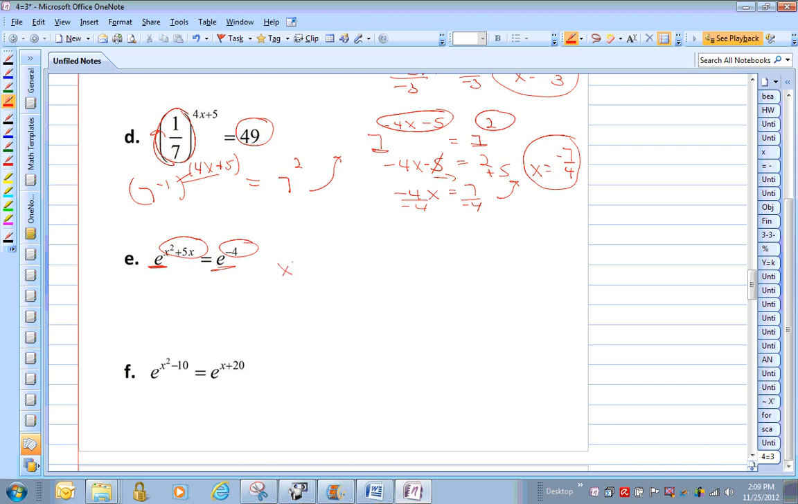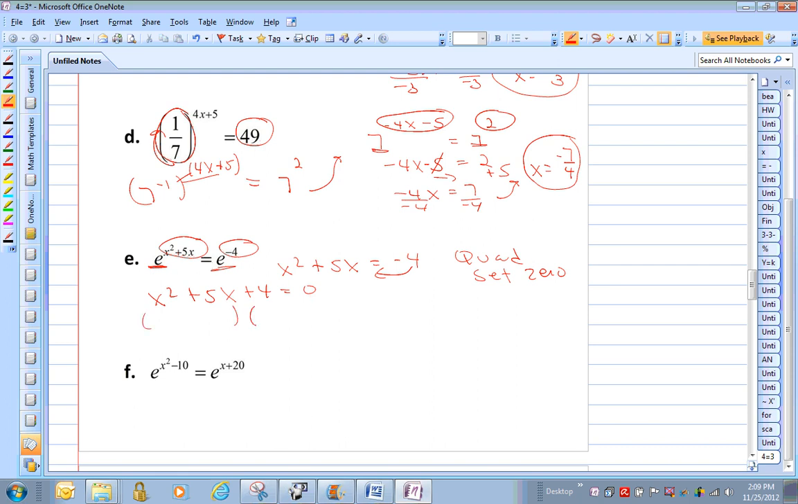So we would have x squared plus 5x equals negative 4. Be really careful. This is a quadratic. And to solve a quadratic, you have to set it equal to 0. So I would move the negative 4 over, and I would get x squared plus 5x plus 4 equals 0.